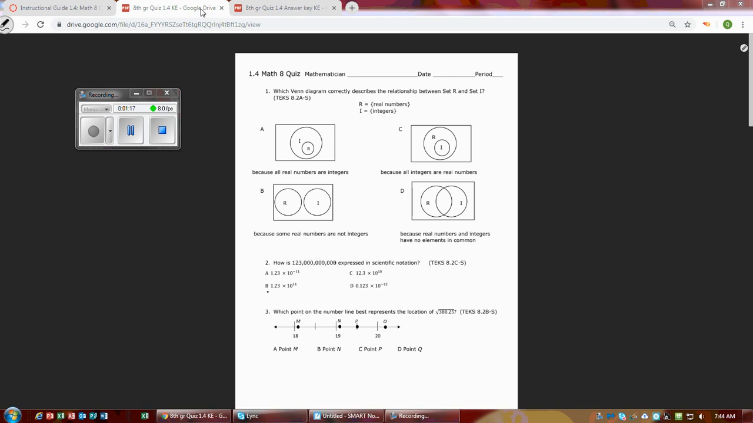Number 3. It wants to know which point on the line represents the location of the square root of 380.25. So control x squared, put 380.25. Control enter, you should have got 19.5. So looking at it, I have 19 out of 20. This means this is halfway, so you should have got point C, or point P. Answer is C.